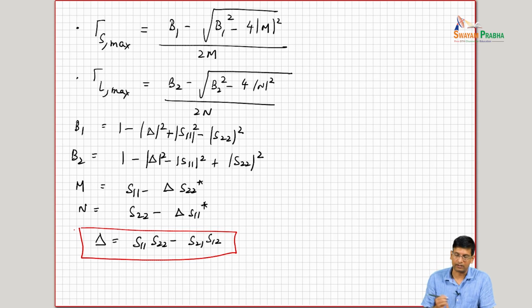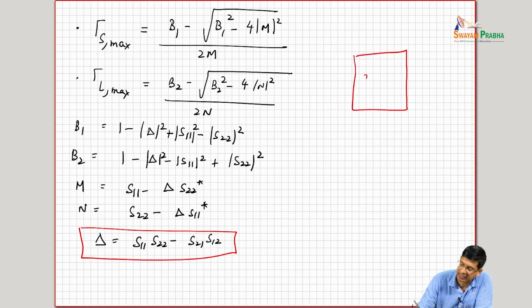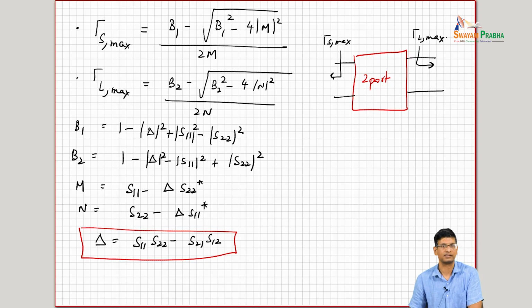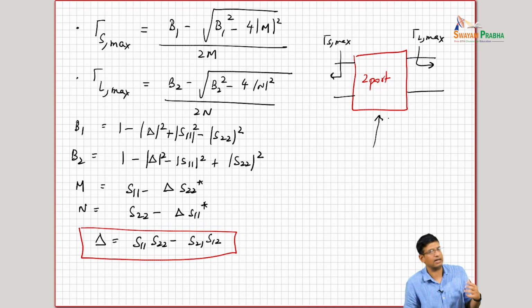But what does this intuitively mean? So intuitively, what we are trying to say is that I have this two port. If you want to get the best gain out of this two port, what you need to do is make sure that the source that is driving it has a certain source impedance gamma S max, and the load that it is seeing is the best load gamma L max. And if you are able to guarantee that, then this two port will provide the maximum gain that it can. That's basically the logic.